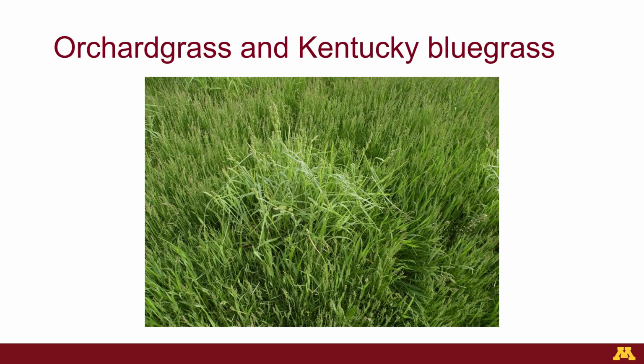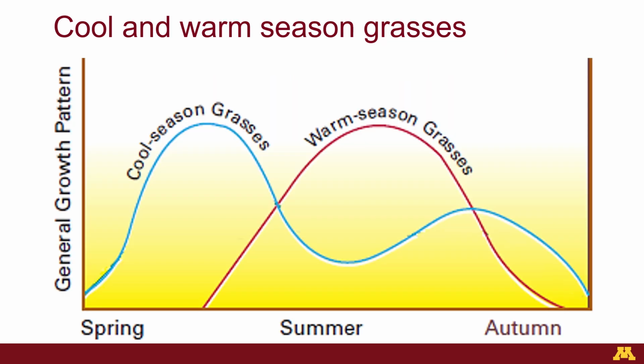Here, an orchard grass plant is surrounded by Kentucky bluegrass. Shown in this image is a patch of short-growing grasses surrounding one clump of taller grass. Grasses also differ in terms of their conditions for optimum growth. Two broad categories are cool and warm season grasses.